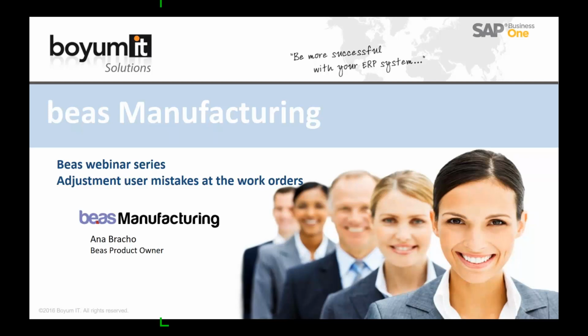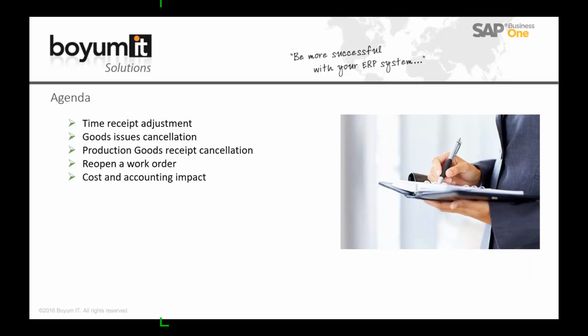Today we are going to talk about the adjustment at the work order when users make mistakes. In our agenda, we are going to review time receipt adjustment, good issues cancellations, production good receipt cancellations, how to reopen a work order, and considering the cost and accounting impact when we cancel time receipt, good issues, or good receipt.